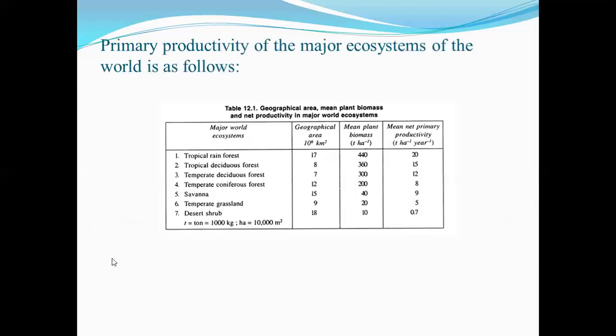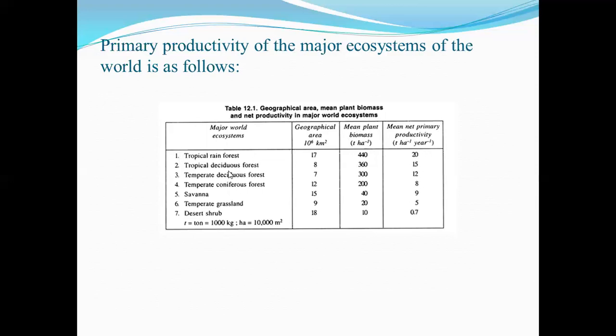So, let us summarize the entire primary productivity of major ecosystems in the world as follows. Here you are able to see the world's major ecosystems, and these are all the geographical areas we are talking about, something around 10^6 square kilometers, and then the plant biomass present and mean net primary productivity. So we are talking about the productivity which is going to the next trophic level. We're not talking about the gross productivity here. It is a net productivity.